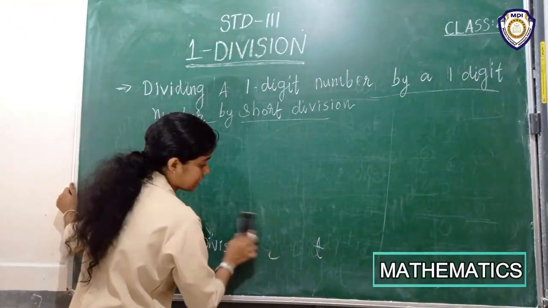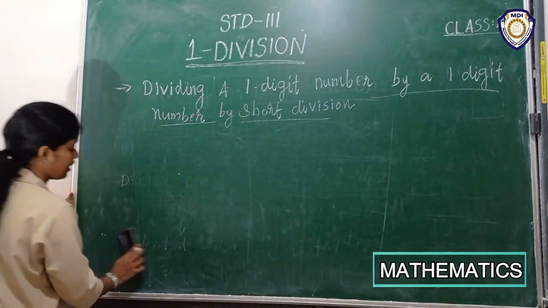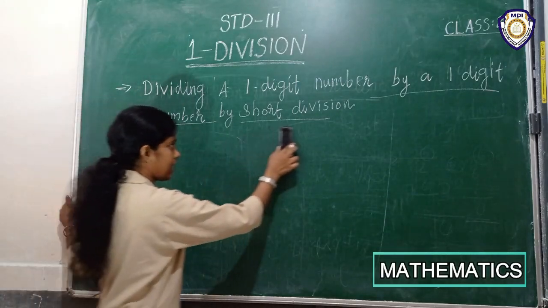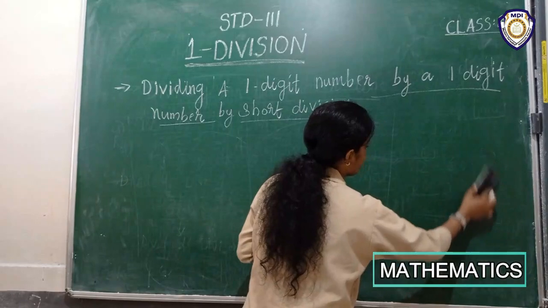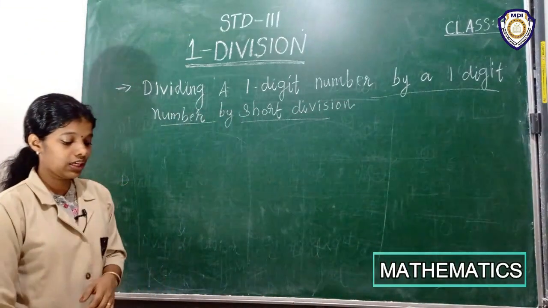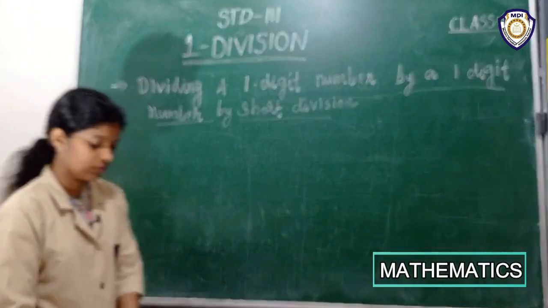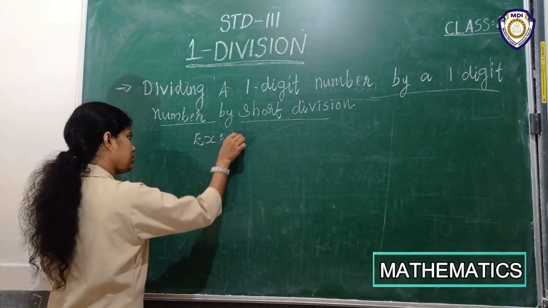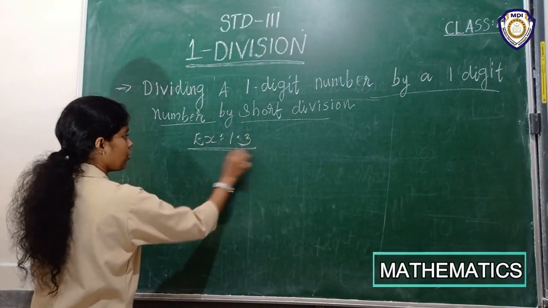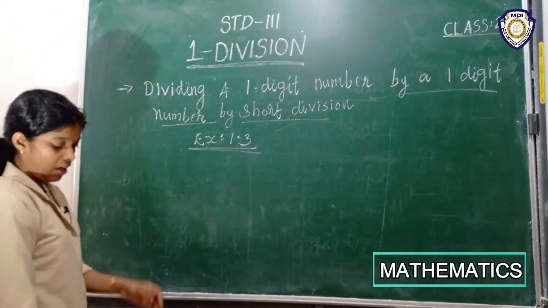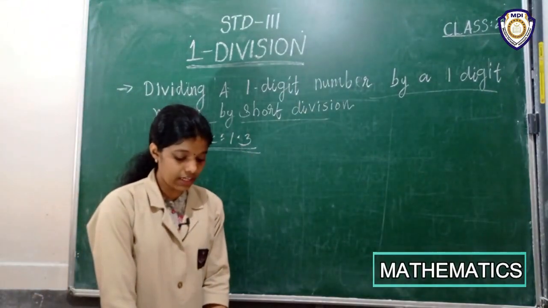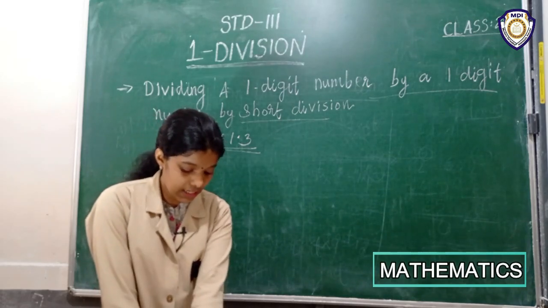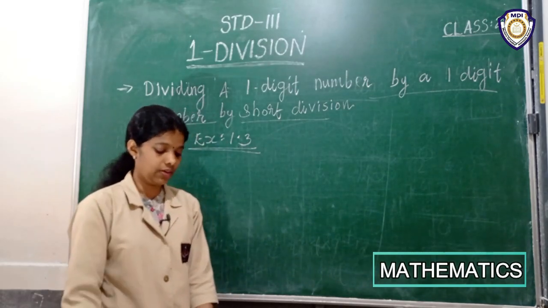Next one, exercise 1.3. In exercise 1.3, so many questions are there. I will explain some questions. The remaining are your homework. First question is divide and fill in the blanks. One has been done for you.